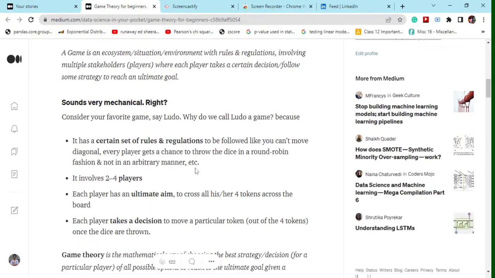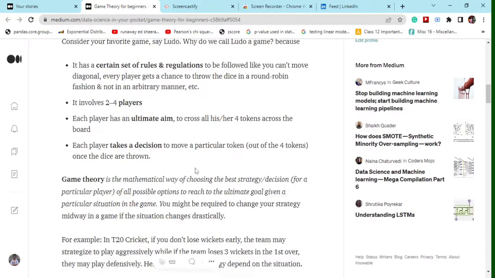So for example, if we take our very favorite Ludo, why do we call Ludo a game? If you look into the four points that we discussed, Ludo fulfills all those. That is, it has a certain set of rules and regulations. You just can't move anywhere on the board. You need to move with some rules.